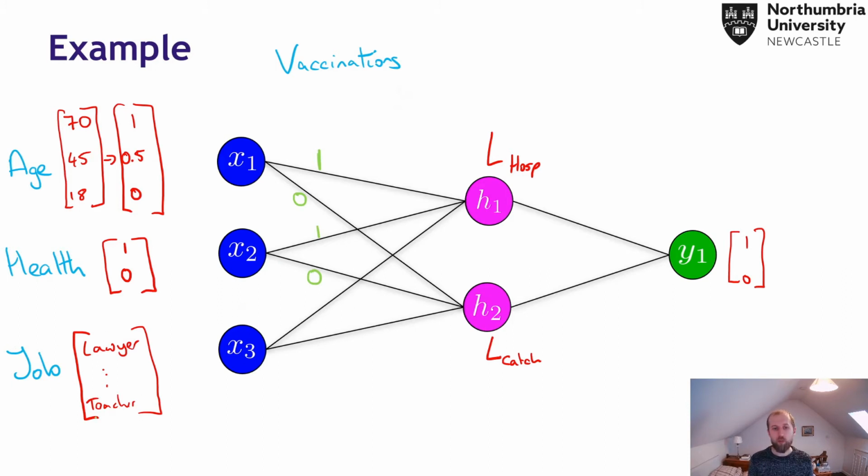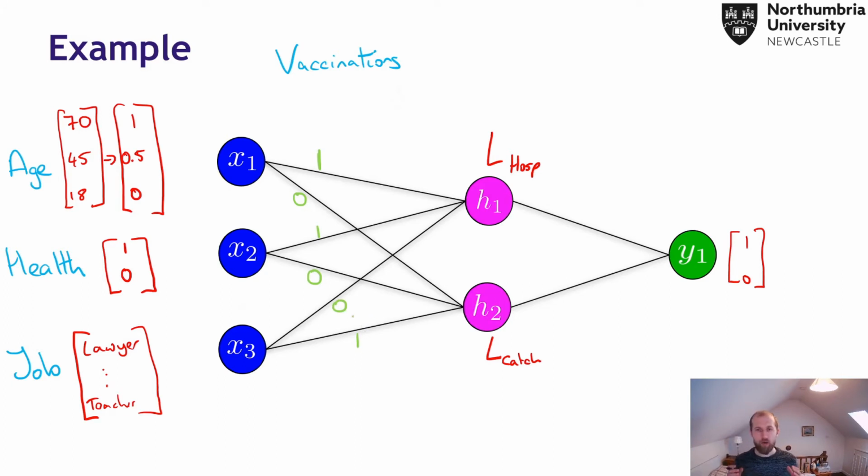So based on your job, if you're a lawyer, or someone like an IT technician that can work from home, then you're less likely to catch it, but if you're a teacher, you're more likely to catch it. So this node depends heavily on X3, so we're going to give this a 1. But your job title, apart from your likelihood of catching it, shouldn't actually make any difference on the likelihood of being hospitalized. So we're going to give this a 0.